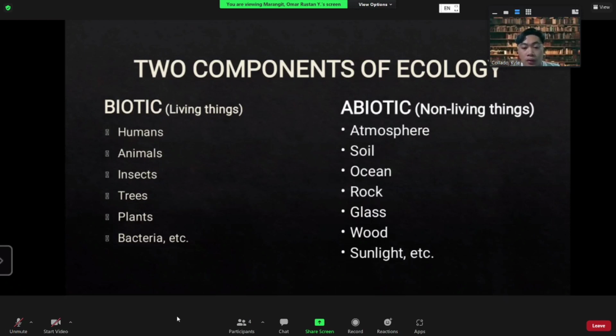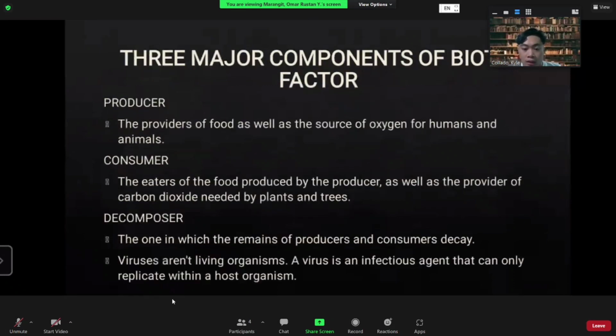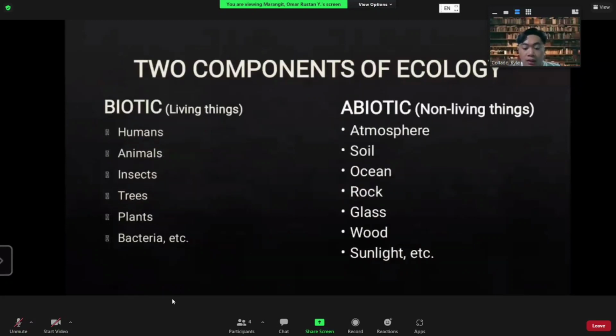There are two components of ecology. First is biotic. Biotic, these things have their own lives. These are some examples of biotic: humans, animals, insects, trees, plants, bacteria, and etc. The second one is abiotic. These are things that don't have life but support the living things. These are some examples of abiotic: atmosphere, soil, ocean, rock, glass, wood, sunlight, and etc.